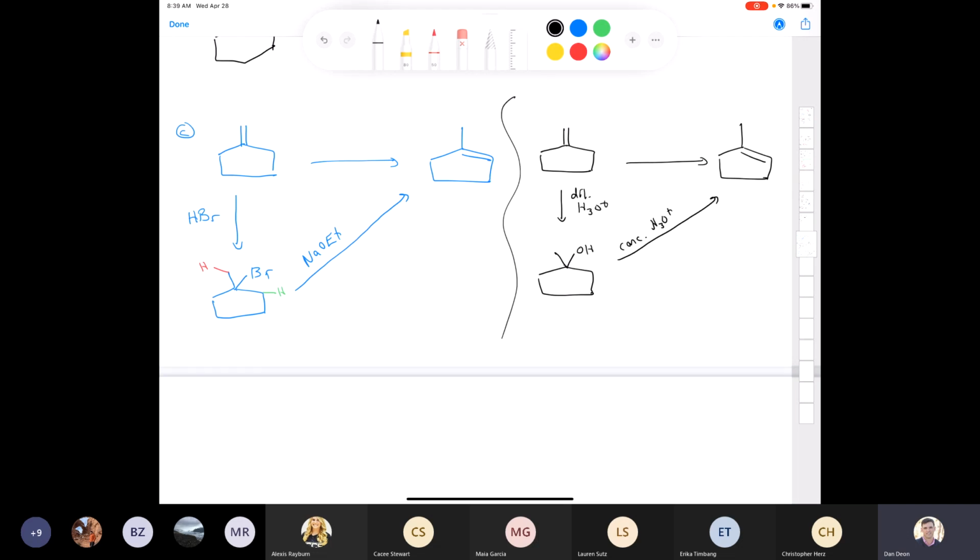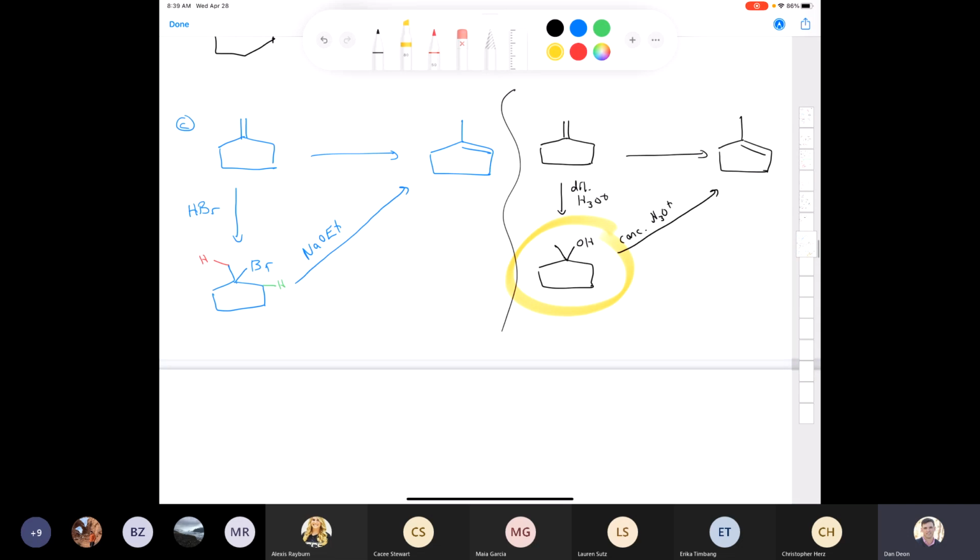And that's an E1 mechanism. That's a mechanism that was covered towards the end of chapter 7, but it's a really important mechanism. Whenever you have a tertiary alcohol, or any alcohol really, if you just heat it with concentrated acid, you're going to make the most stable double bond. Okay, so that's another way to do it.